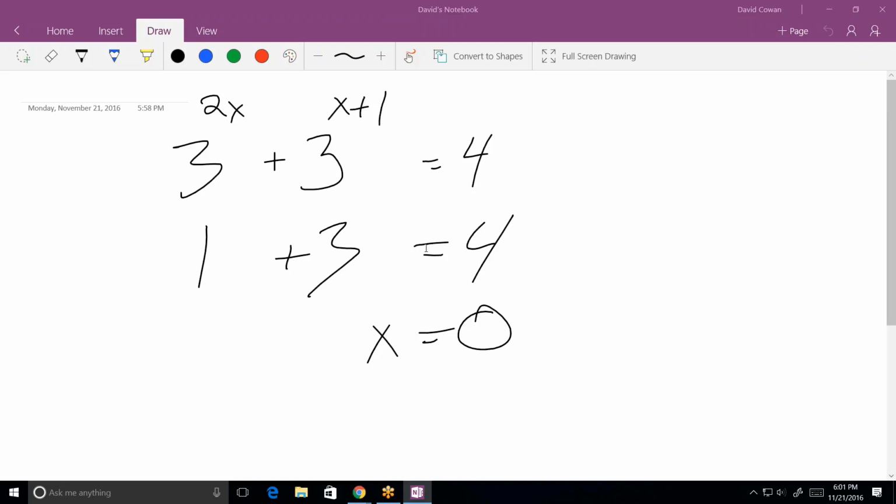So this is kind of a tricky problem. It's a little like factoring. It's trial and error.